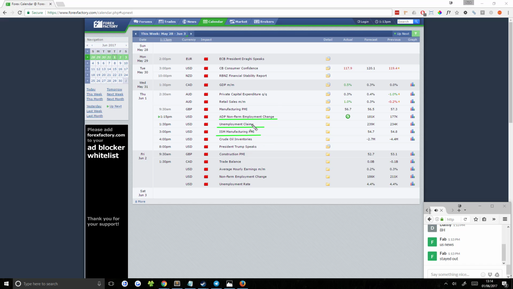The manufacturing PMI. Crude oil inventories, yeah, look, point is, the only thing I'd be worried about today with USD news is President Trump speaks. The stuff he says doesn't really have a huge impact anymore, but you never know. When any important person speaks, they could say something that is going to affect price.